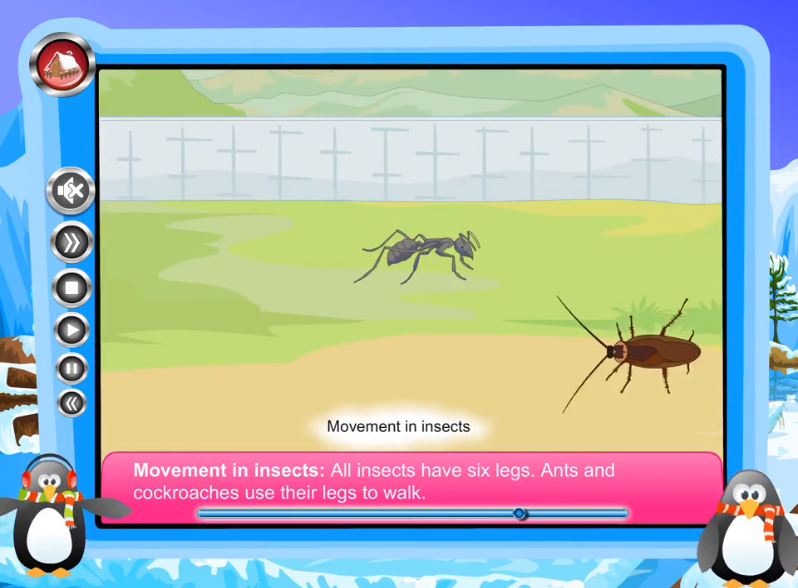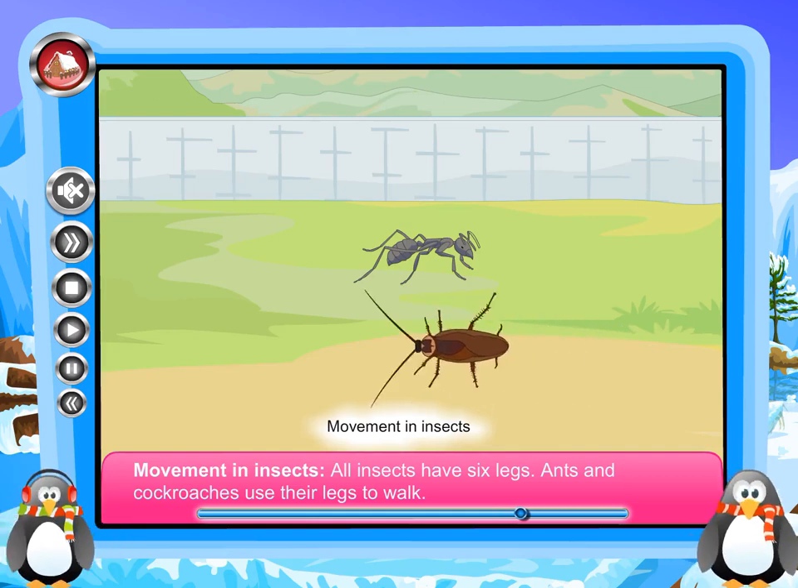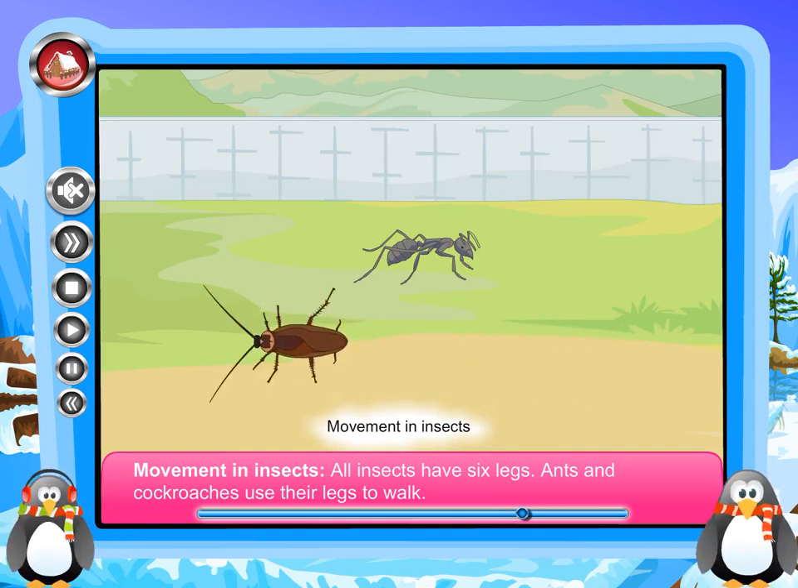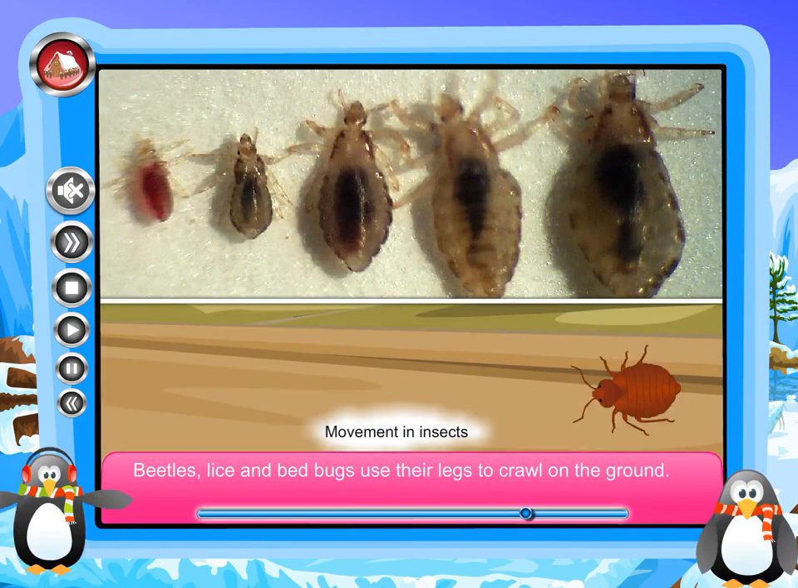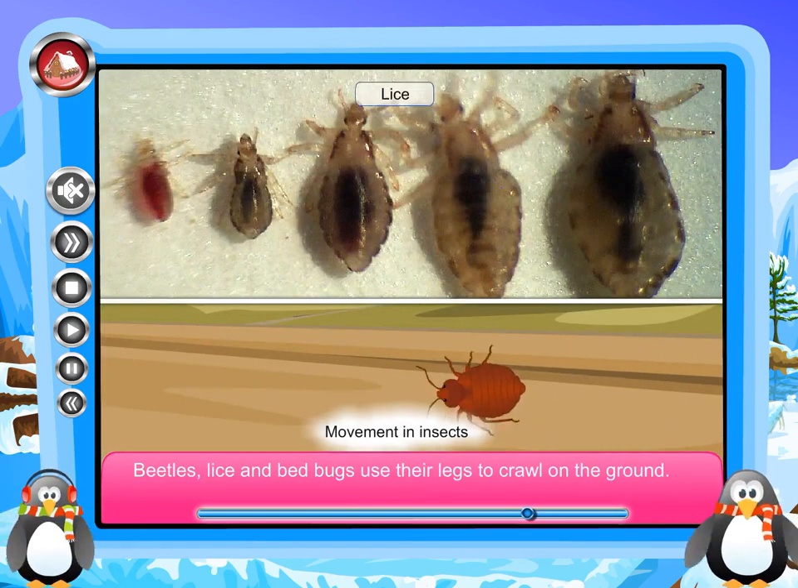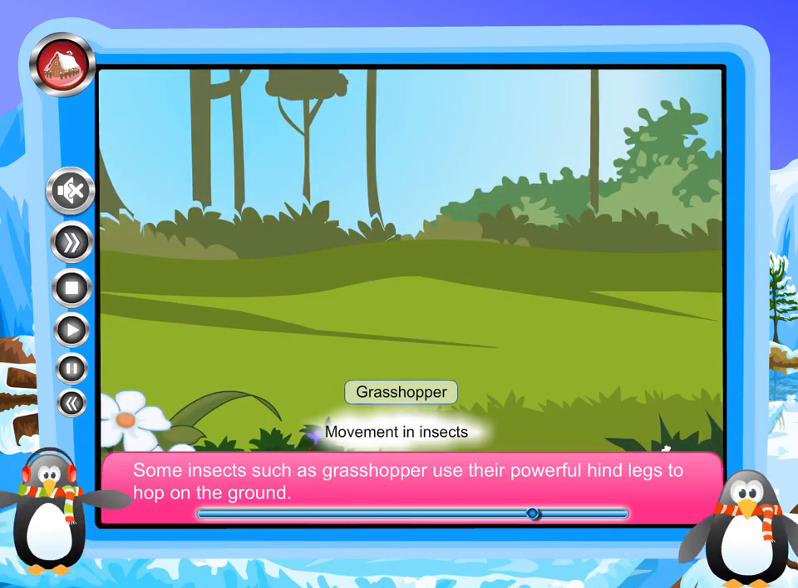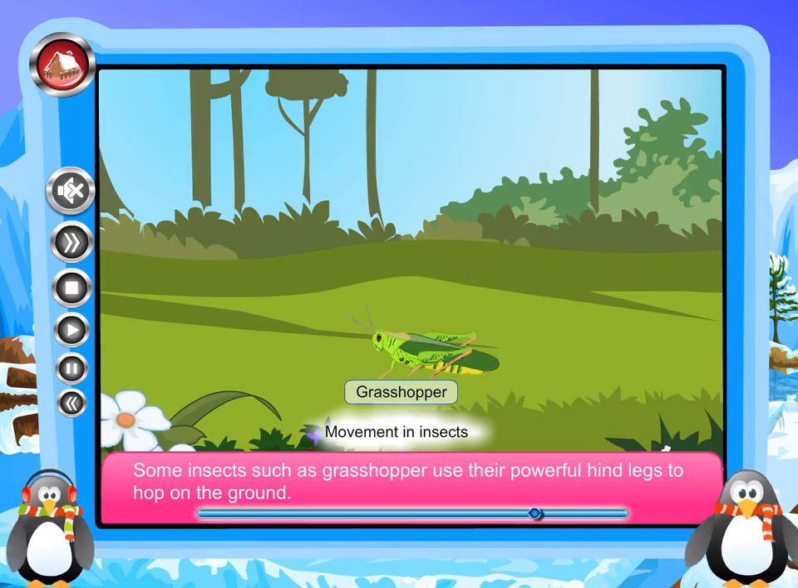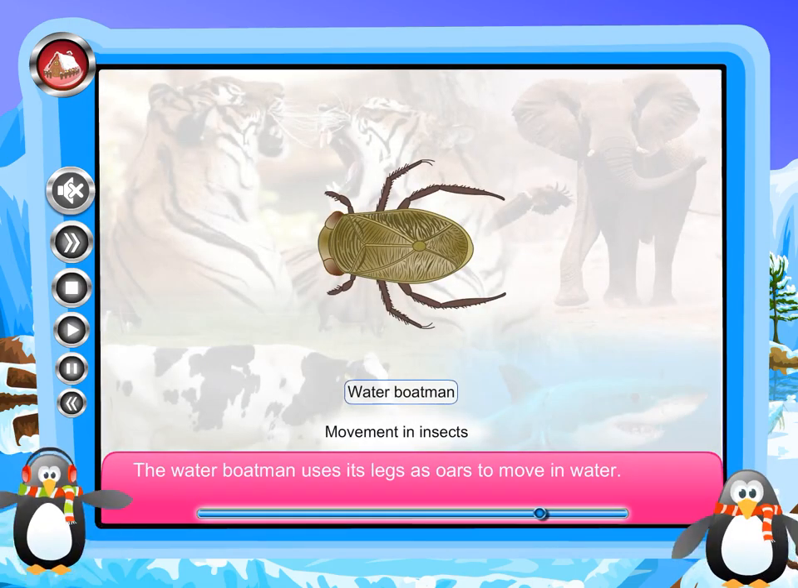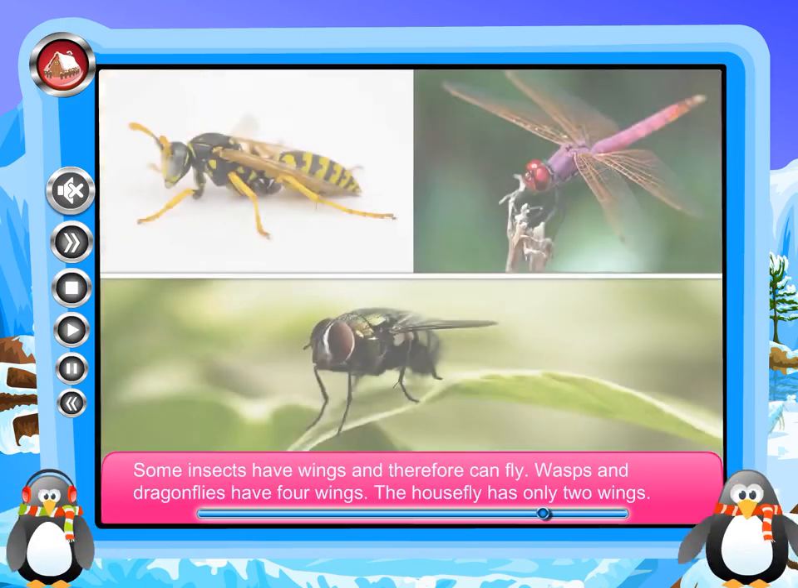Movement in insects. All insects have 6 legs. Ants and cockroaches use their legs to walk. Beetles, lice, and bedbugs use their legs to crawl on the ground. Some insects, such as grasshopper, use their powerful hind legs to hop on the ground. The water boatman uses its legs as oars to move in water.